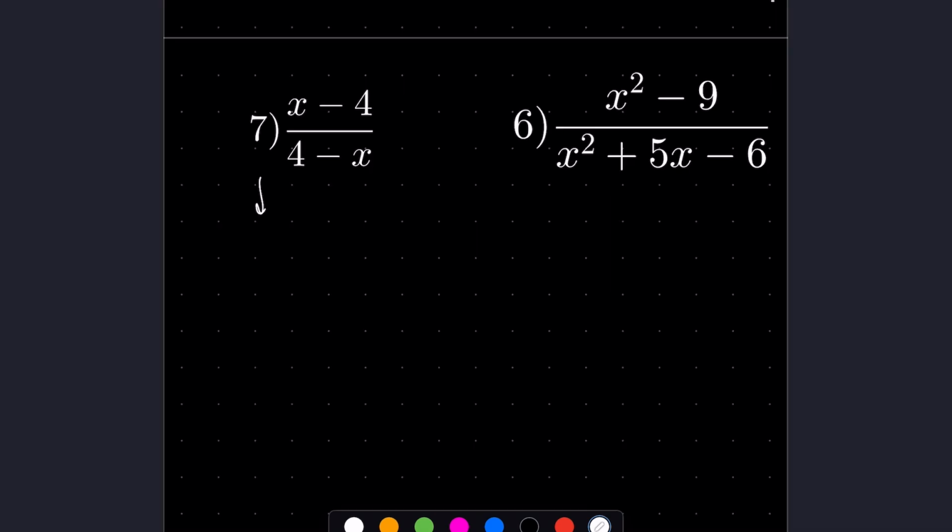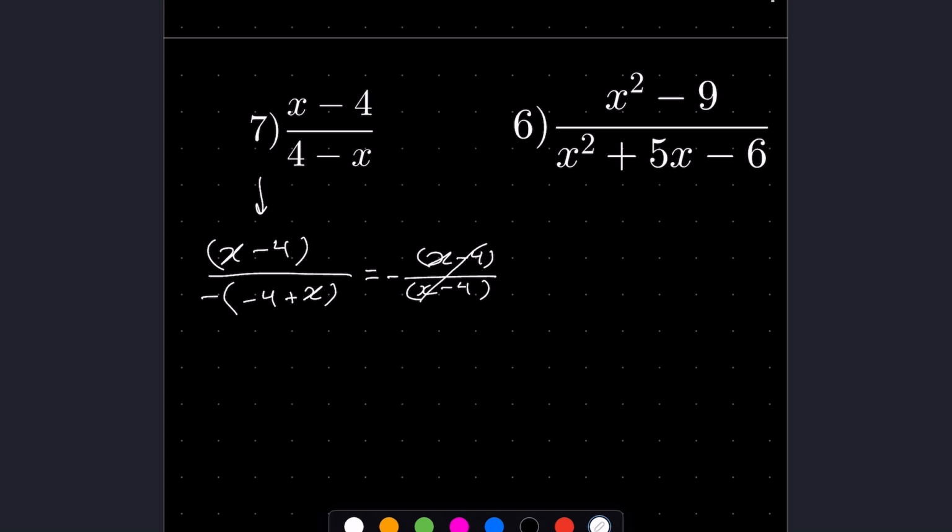Now the next problem is similar to the one that we did before, where we realized that they're not quite the same, they're similar. So how do we deal with this? You factor a negative out again to change the order. We know that negative times negative 4 plus x is the exact same thing as x minus 4. So once they're the same, you still have the negative outside. Those two terms cancel out, and you are left with a negative 1. So that's a simple way of dealing with those problems that seem similar, but not quite.